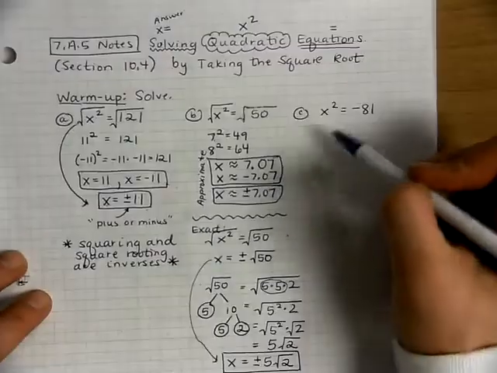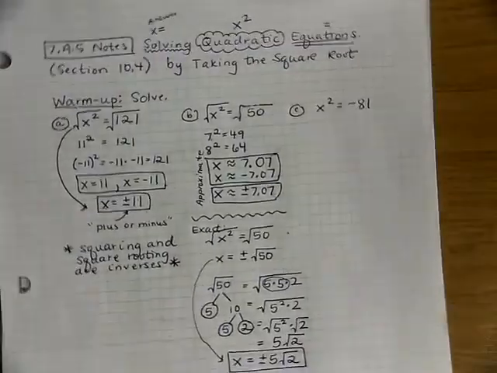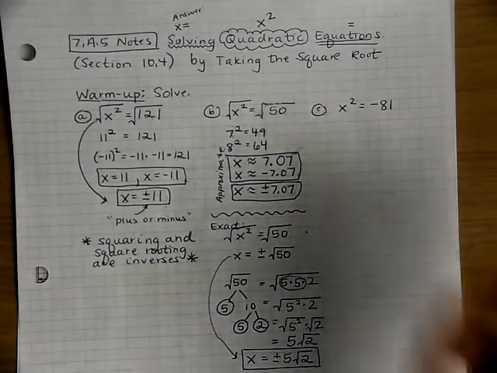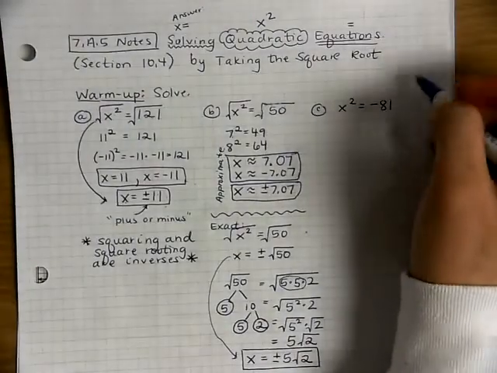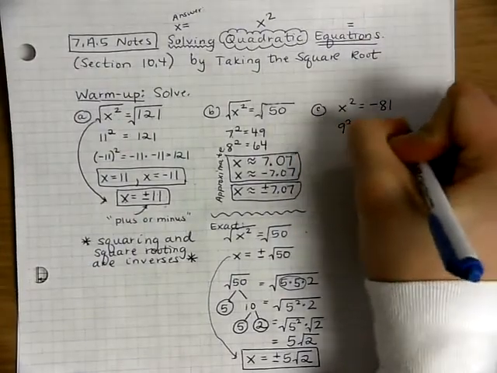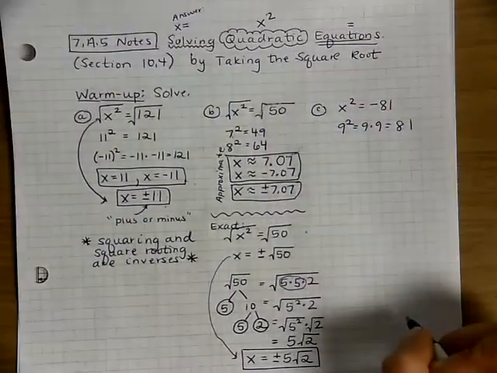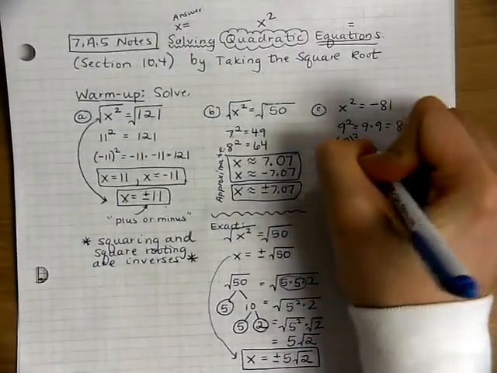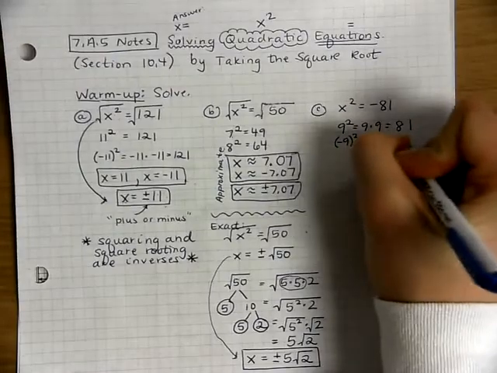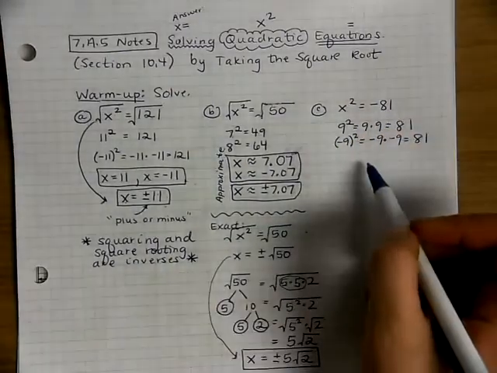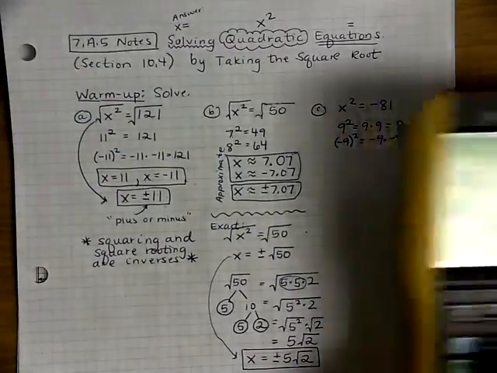Let's go up here. X squared equals negative 81. I'm trying to think to myself, well, what squared will give me negative 81? Well, I know 9 times 9 is 81. So if I do 9 squared, that's 9 times 9, that equals 81. Well, I want negative 81, so let's try negative 9. Negative 9 squared is negative 9 times negative 9. That's positive 81 again.